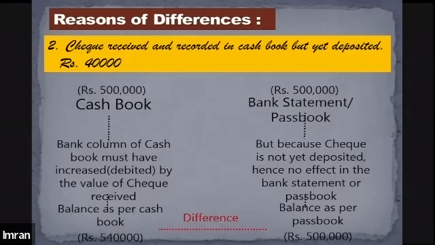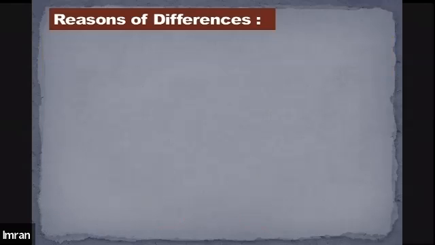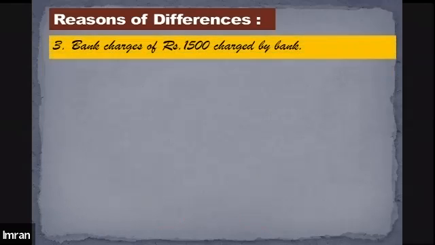Okay, all right. So let's just quickly cover one more example, considering why difference may arise between the passbook and the cash book. And if time allows, we'll cover other examples as well. But for now, let's move to the third example. Third reason could be bank charges, rupees 1,500 charged by the bank.